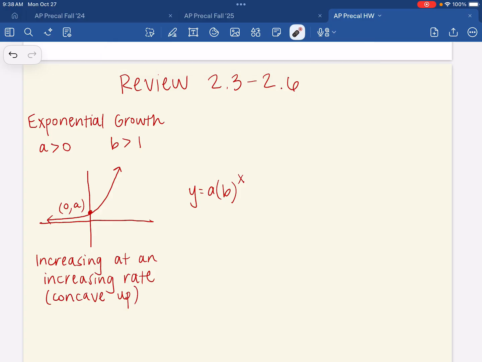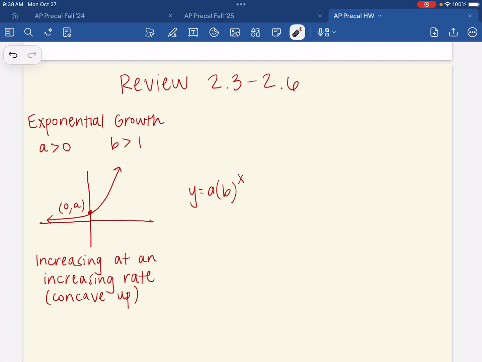I could ask you any of these things about this function, and I may not give you the graph, right? I might give you the equation, but if you see that the base is greater than 1, making this growth, and that the y-intercept is greater than 0, I know it's going to look like this.